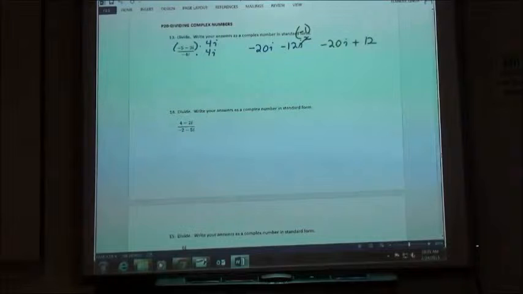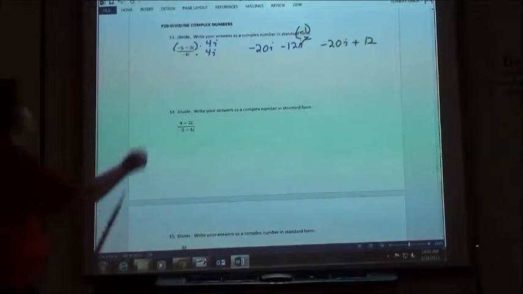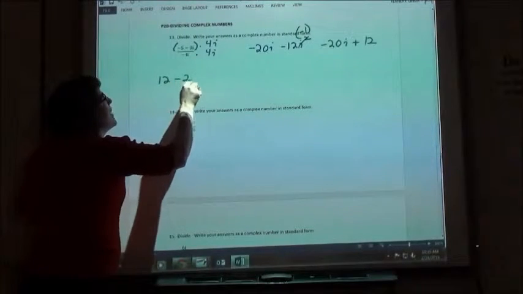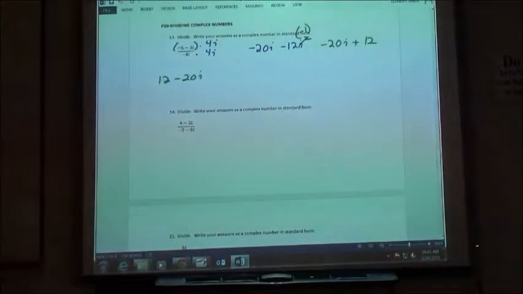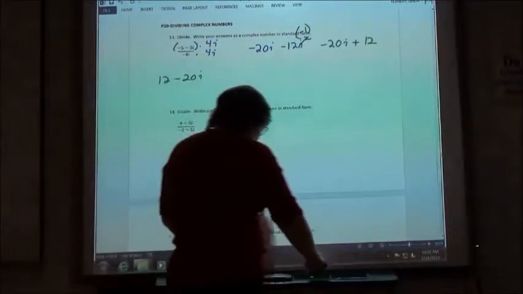However, we know that that's not the order we want it in, right? So we're going to switch it around and make it 12 minus 20i. Right? Because we want the number first and the i part on the end. I haven't done the bottom part yet. I just did the top part.